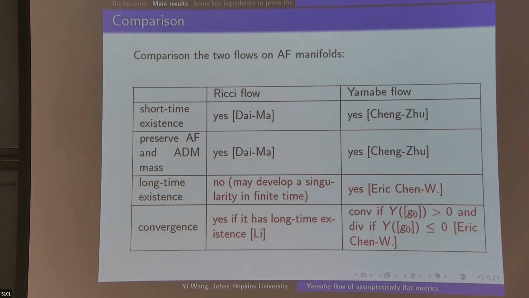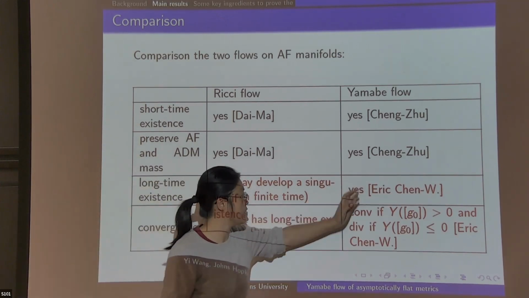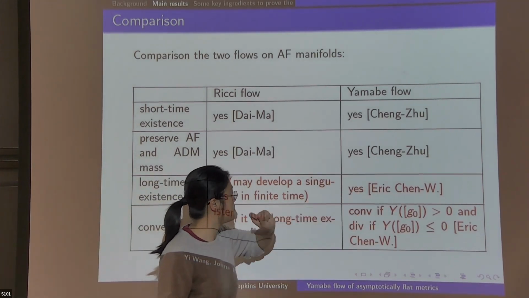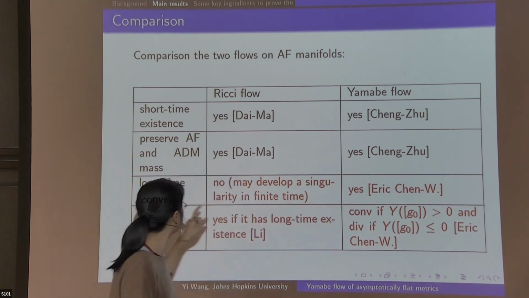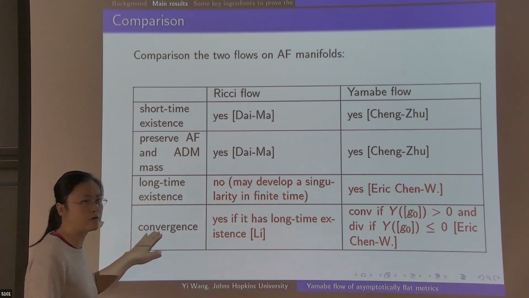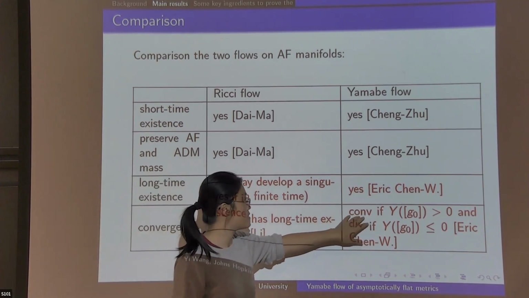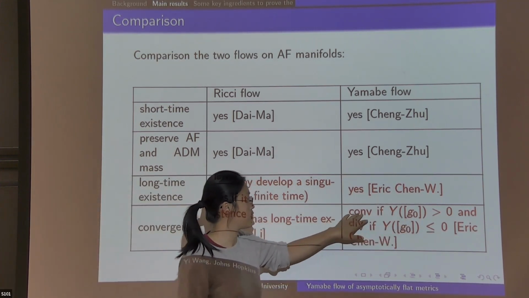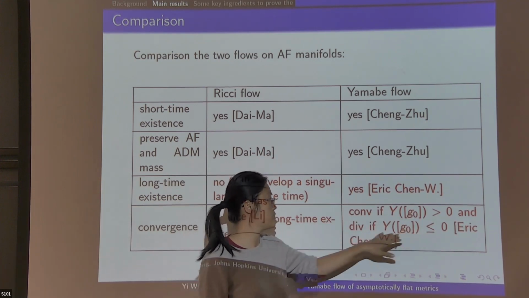I think I'm up to here. So basically, we had 2 questions here, and we answered them. One is for the long time existence, it's yes. And also for the convergence, there are 2 cases. If the y is positive, then it converges, and if y is less than or equal to 0, it diverges.